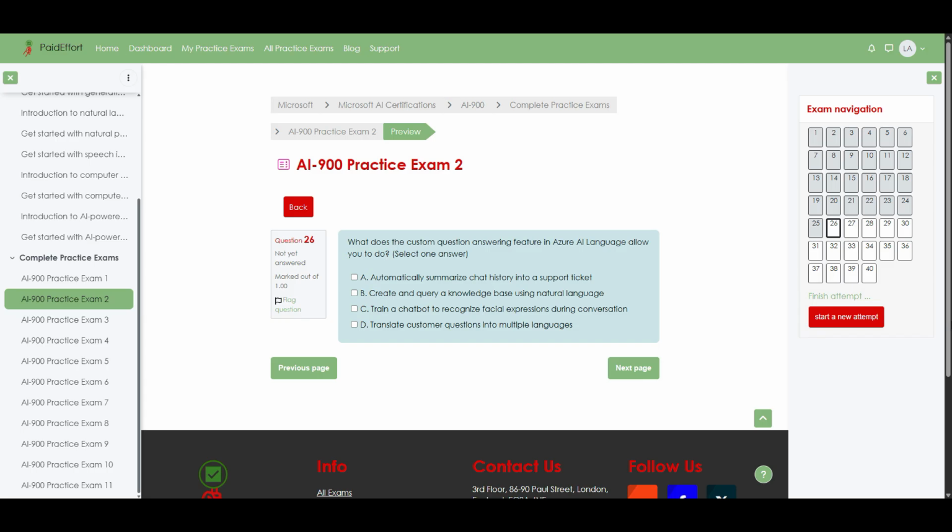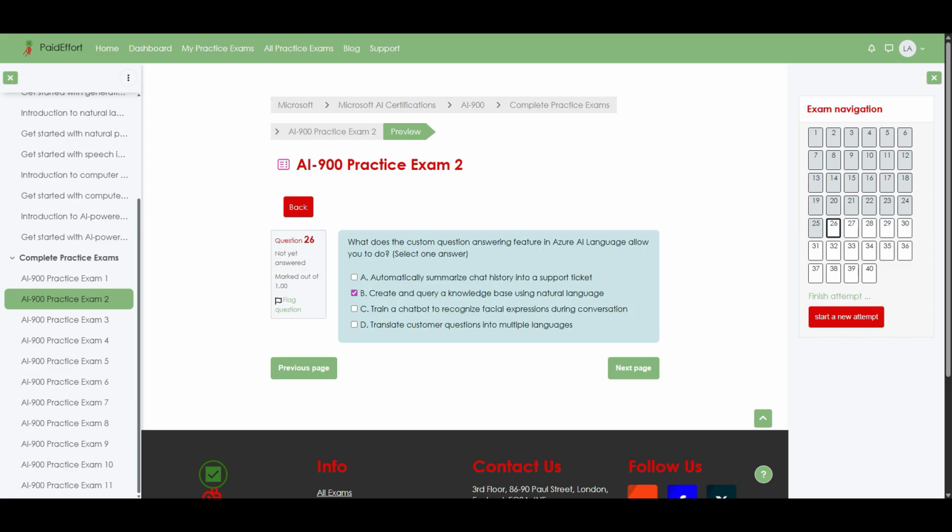What does the custom question answering feature in Azure AI language allow you to do? Select one answer. A, automatically summarize chat history into a support ticket. B, create and query a knowledge base using natural language. C, train a chatbot to recognize facial expressions during conversation. D, translate customer questions into multiple languages. The correct answer is B, create and query a knowledge base using natural language. Let's go through the explanation now.